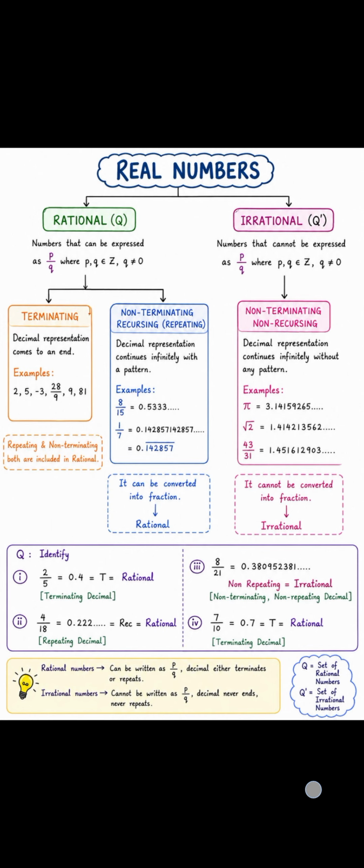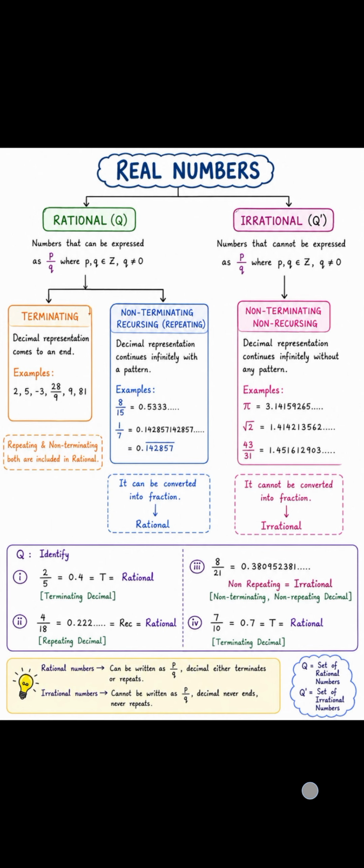So if we have non-terminating numbers with a repeating, recurring pattern, such numbers are called rational numbers. And when we get numbers that are non-recurring, non-repeating, non-terminating, these numbers are called irrational numbers. They cannot be converted into a fraction.